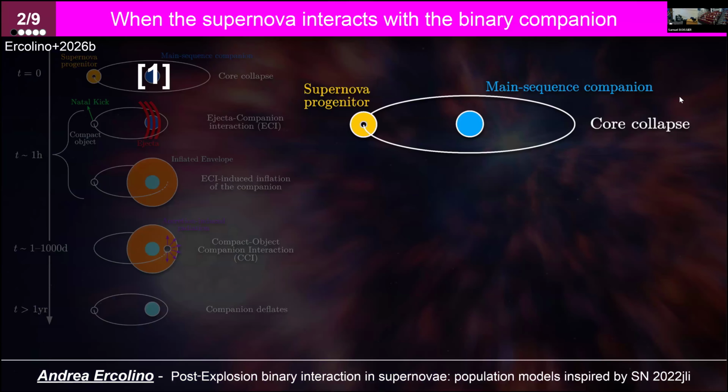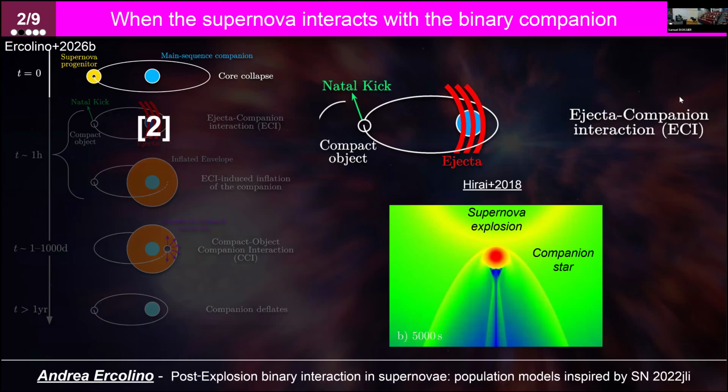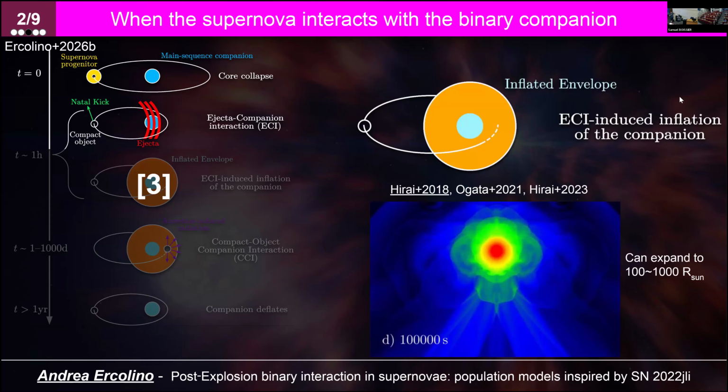So imagine now that you have a binary system with the supernova progenitor and a main sequence companion. One of the two stars explodes, and now its ejecta is rammed into the companion star, and there are some 3D hydro simulations there. The colors are a bit funky, but okay. At the same time, the supernova progenitor also produces a compact object which receives a kick, which will change the orbital configuration. Because of the ejecta ramming onto it, the companion star is thrown out of thermal equilibrium.